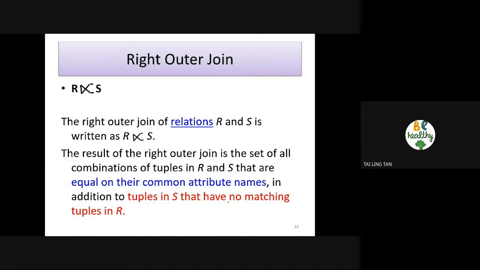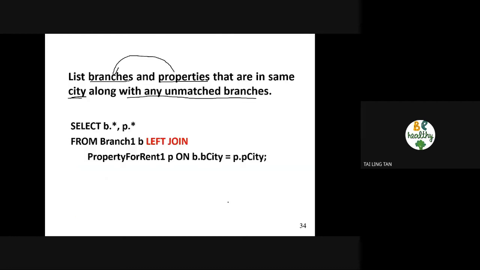For left outer join and right outer join, the result is just reversed. So the right outer join of relations R and S: now the concentration is in S here. The result of a right outer join is the set of all combinations of R and S that are equal on their common attribute name. For the previous example, the common attribute name is city.